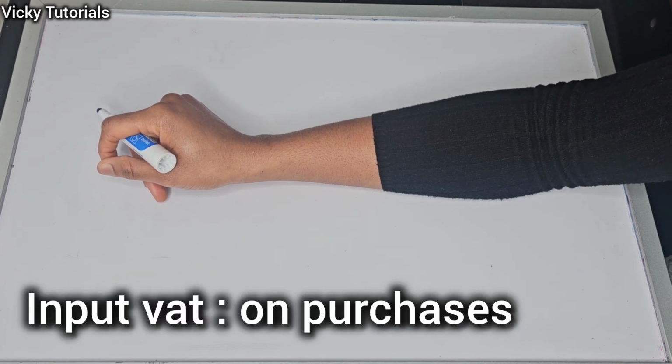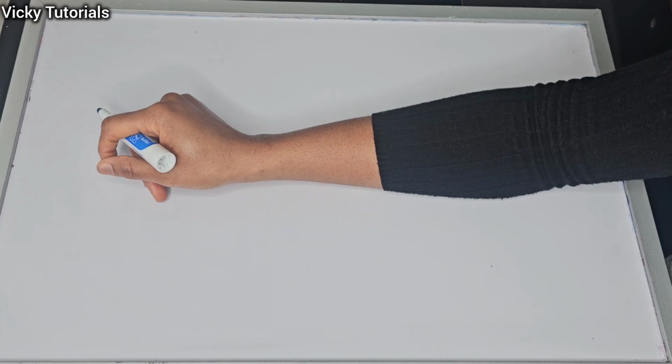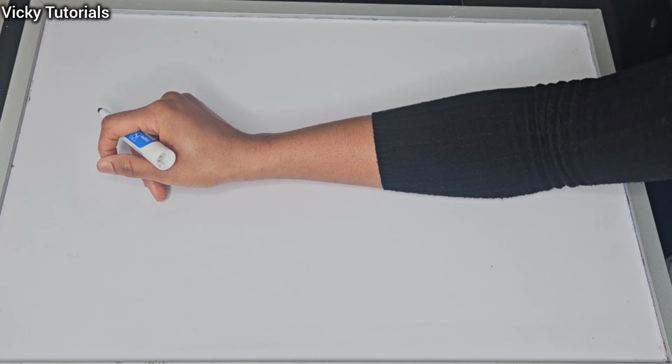So there are two types of VAT. We have input VAT, we have output VAT. Input VAT is a kind of VAT that is charged to you when you purchase goods and services from your suppliers, okay? And this input VAT can be reclaimed back from HMRC if you are VAT registered.